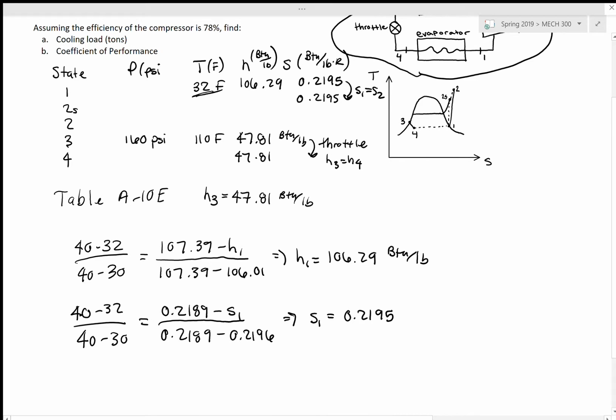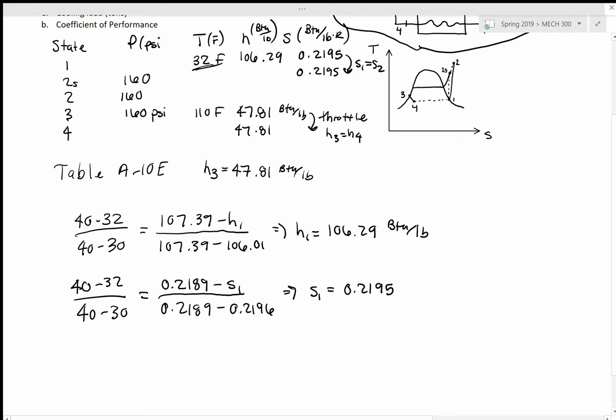So to find our value at state 2, we first are going to need our pressure at state 2, which, since from state 2 to 3 it is a heat exchanger, we can assume constant pressure there. So our pressures at state 2S and at state 2 are both going to be 160 psi as well.